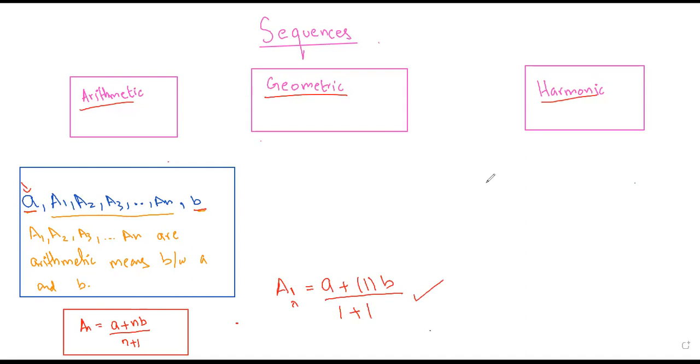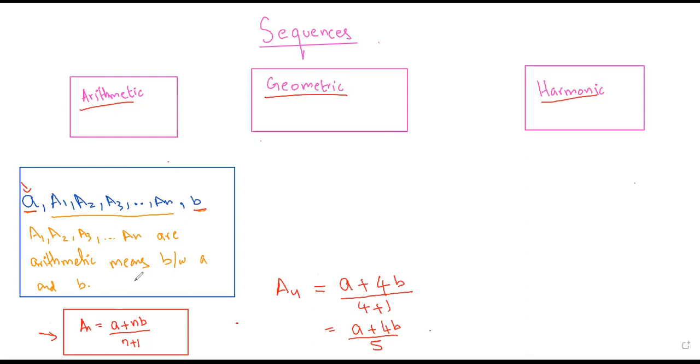This is the formula. Let's say the question says find the fourth arithmetic mean, okay? So you would know that obviously, if they are saying arithmetic mean, this is an arithmetic sequence. This is the formula for finding out arithmetic mean. So you will write down A4 equals A plus 4 into B divided by 4 plus 1. And that would be A plus 4B divided by 5. This is the idea about arithmetic means, right?